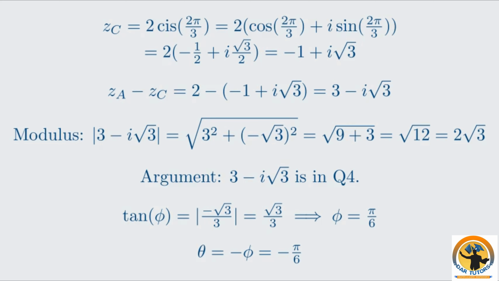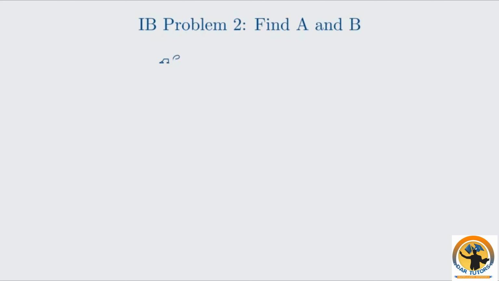Next question. We are given the identity a e to the i pi over 7 plus root 2 b times e to the negative i pi over 4 equals e to the i pi over 5. We need to find the exact values of the real numbers a and b. The strategy here is to expand everything using Euler's formula and then equate the real and imaginary parts.